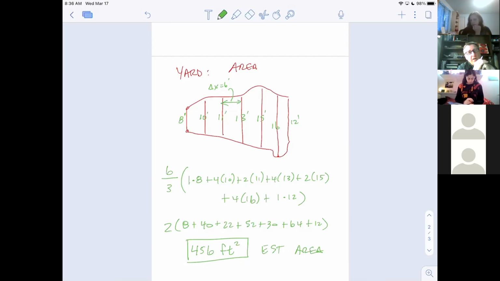But notice it's actually not that hard. You don't have to know calculus to use Simpson's rule. If you can add and multiply, you can use Simpson's rule.